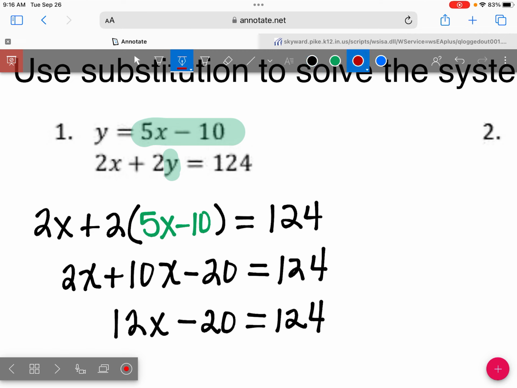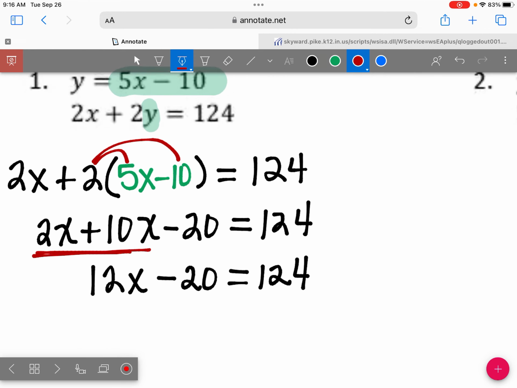So I multiply by 2. 2 times 5x is 10x, and 2 times negative 10 is negative 20. And then I added these two together. 2x plus 10x is 12x. So now what do I need to do with that negative 20? Add the 20.